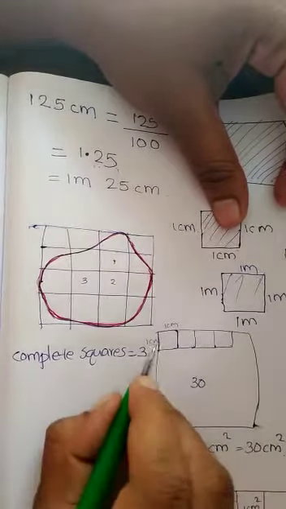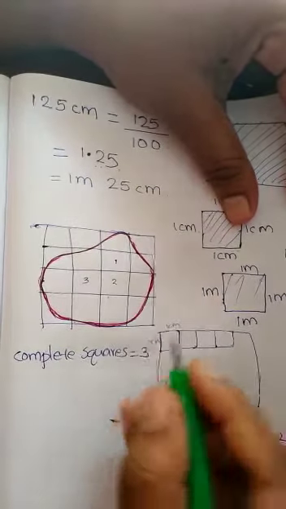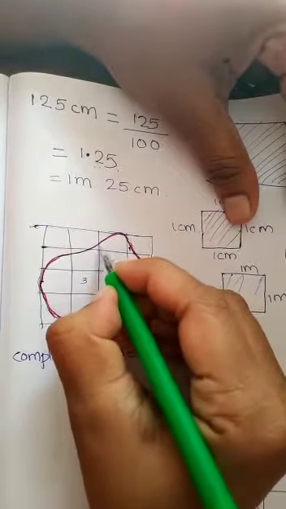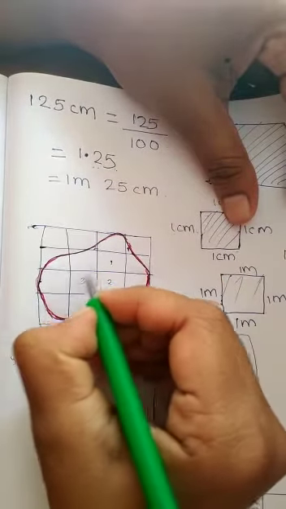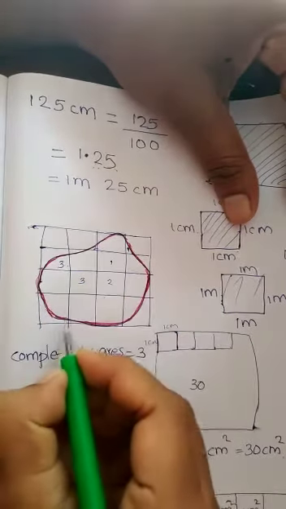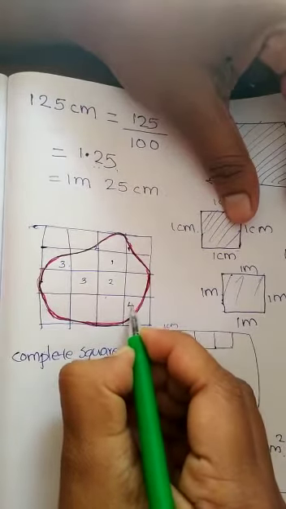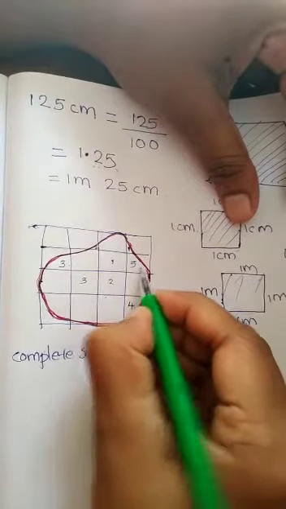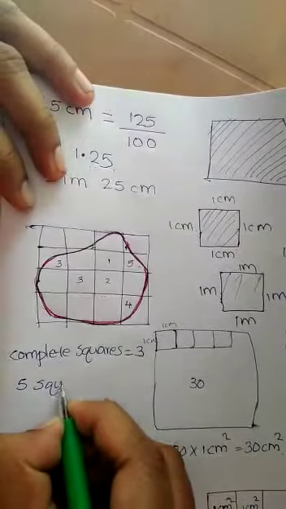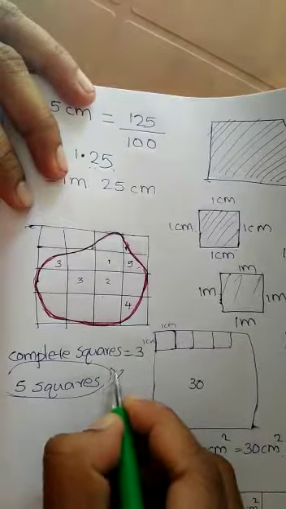Next count how many squares are less than half of the full square. Here, 1. This is more than half. 2. Next this is less than half, 3. More than half, more than half, more than half, less than half, 4. This also, 5. Therefore 5 squares are less than half. We neglect these squares. No need to count.